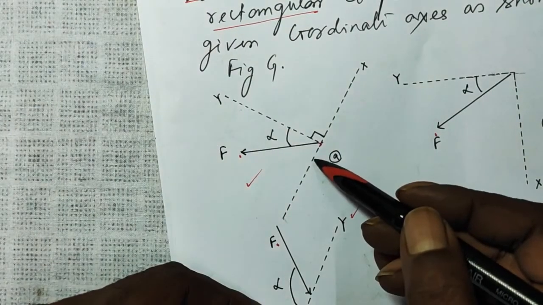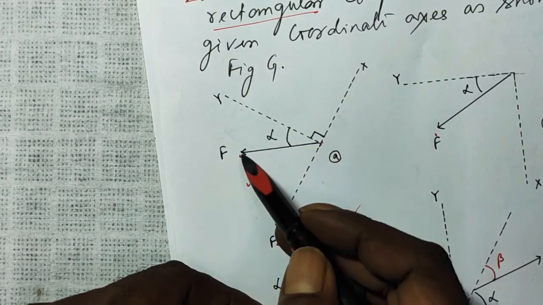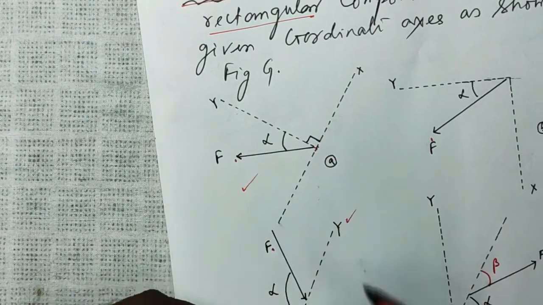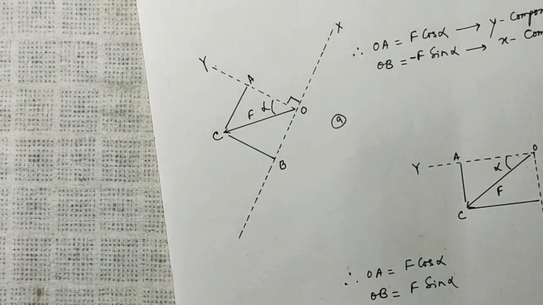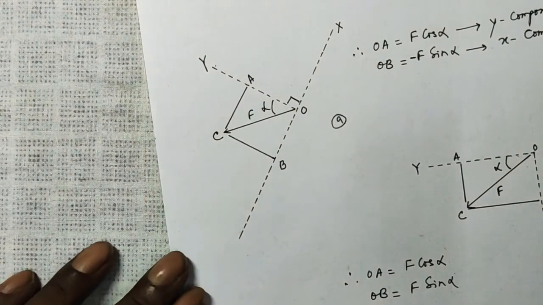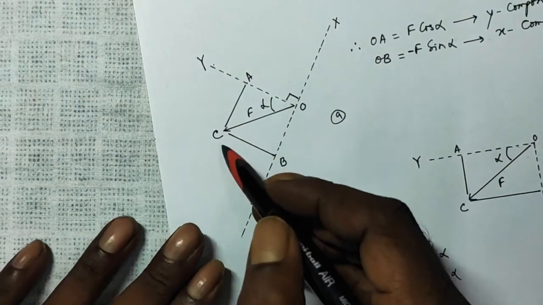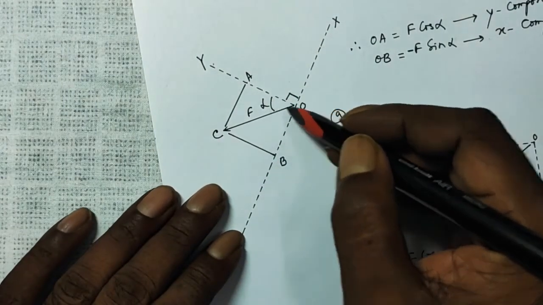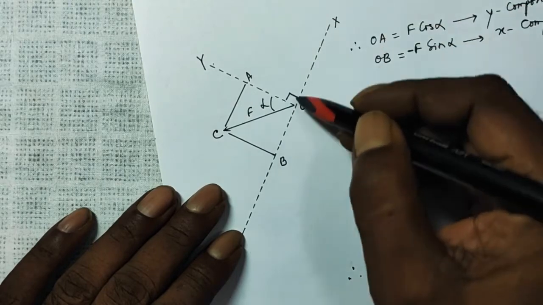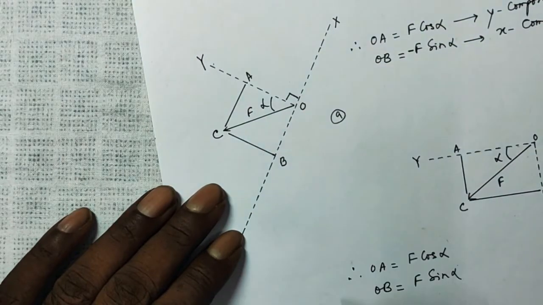This diagram is the same thing as this diagram. Let us split this force into two components. So now look, this is your force. This angle is given as alpha. This is the positive x-axis, this is the positive y-axis.